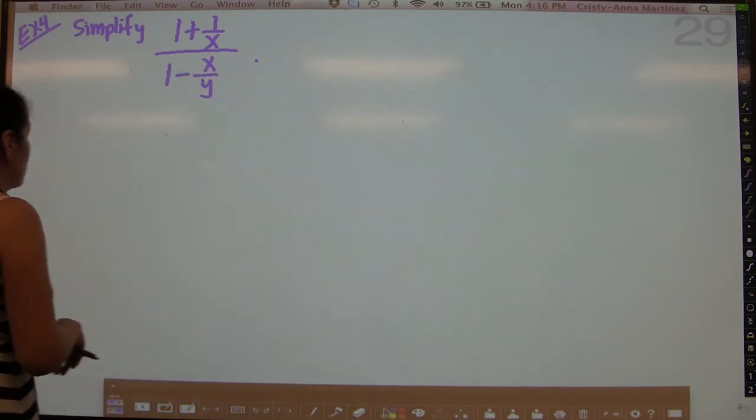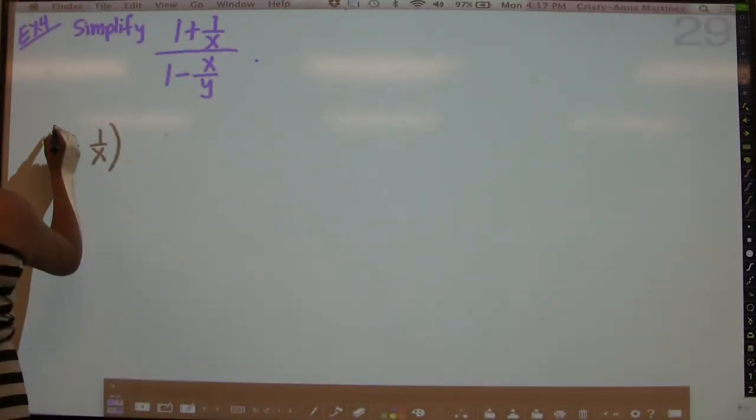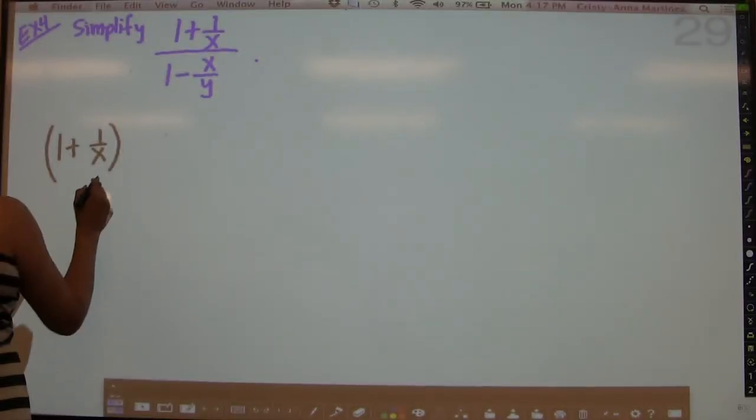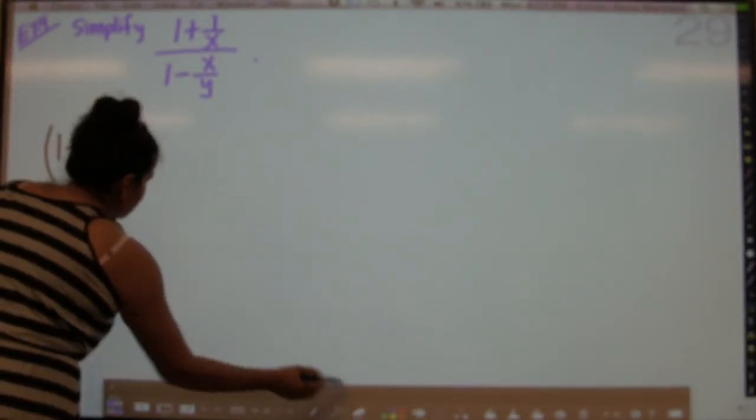So one thing that you can do is to deal with them separately, and therefore take 1 plus 1 over x and times that little guy. Well, let me see if I can.